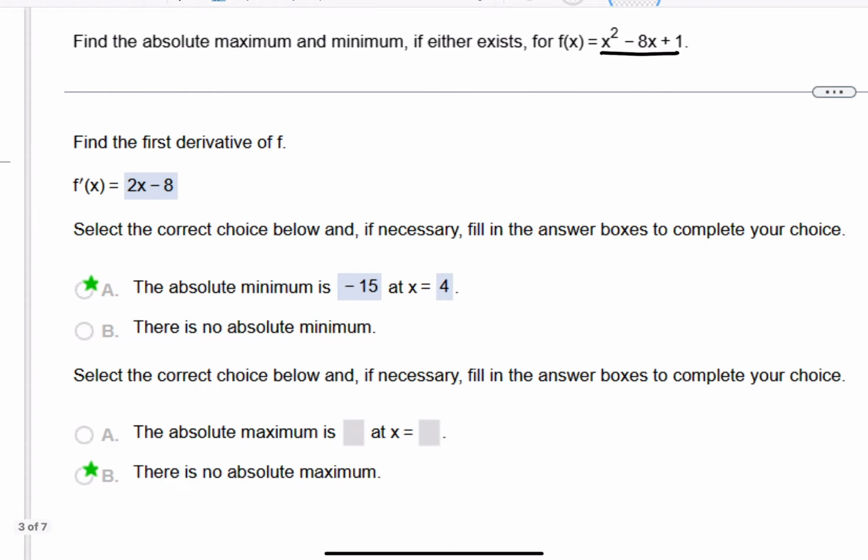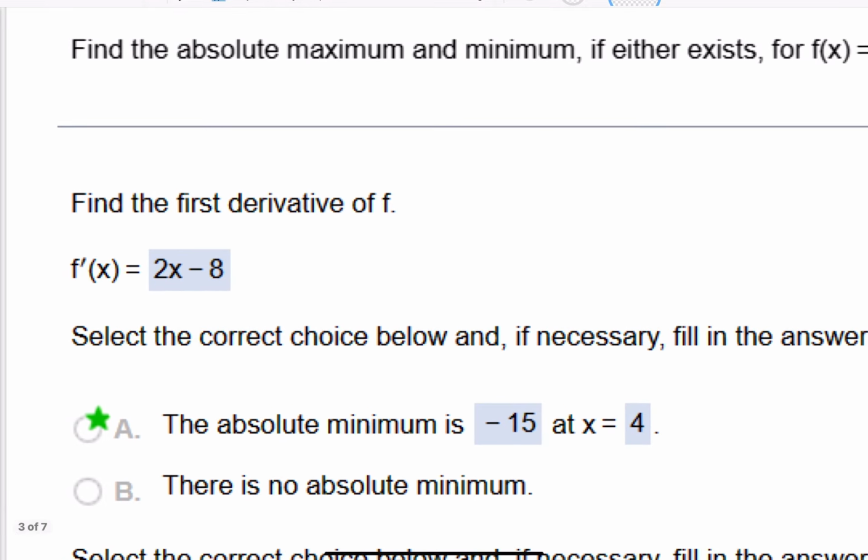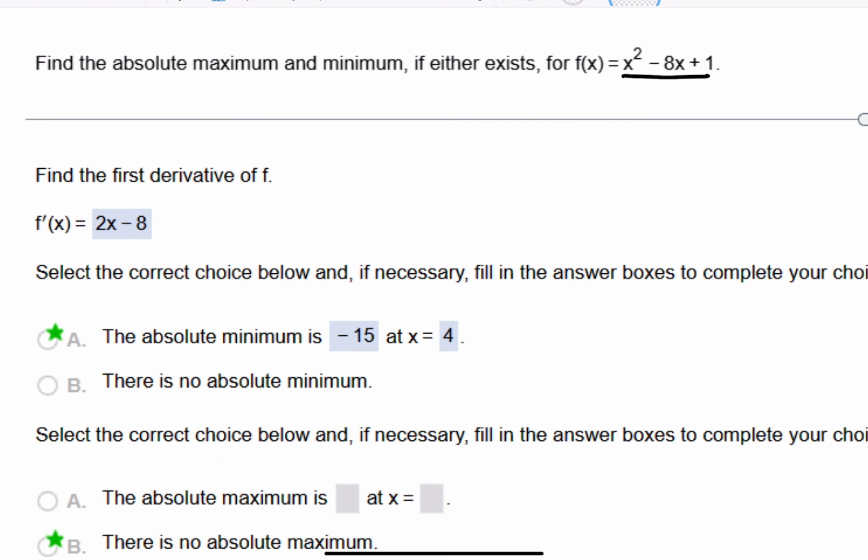Now let's go ahead and take a look. What did they ask me? They asked me for the first derivative. So looking at the function, the first derivative of x squared is 2x and of negative 8x is negative 8. This is my first derivative, f prime of x.